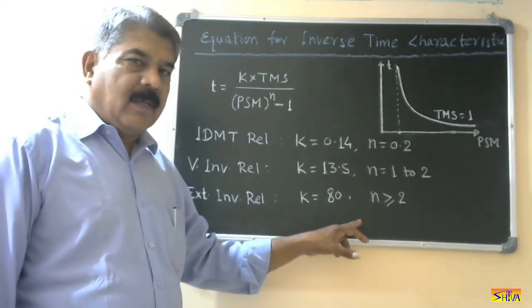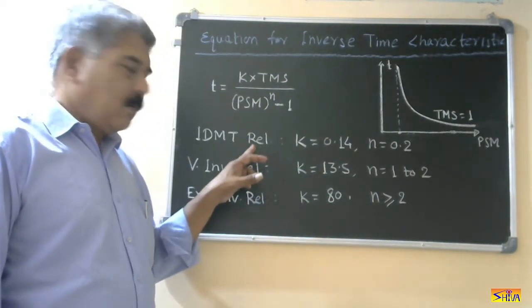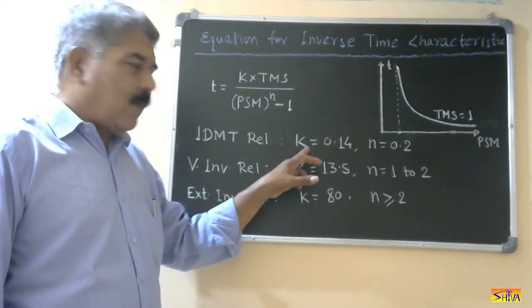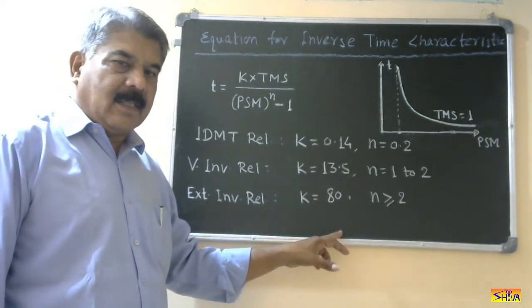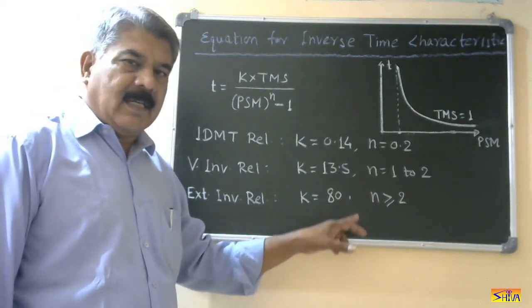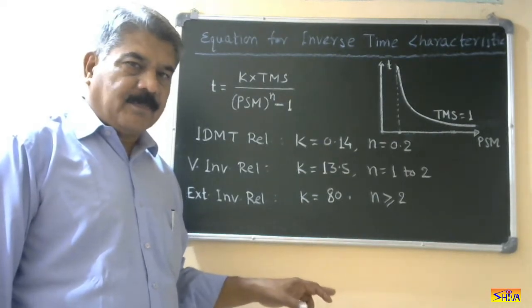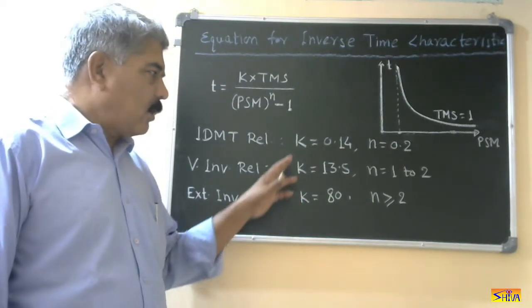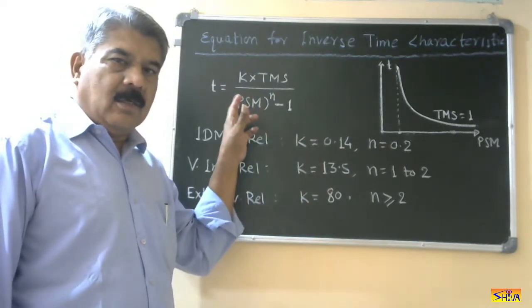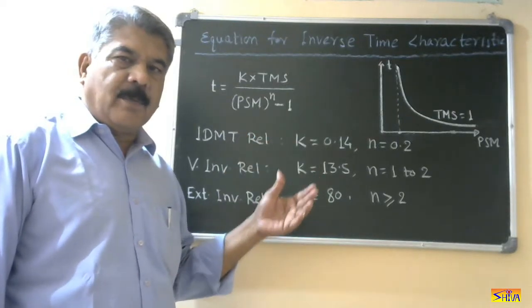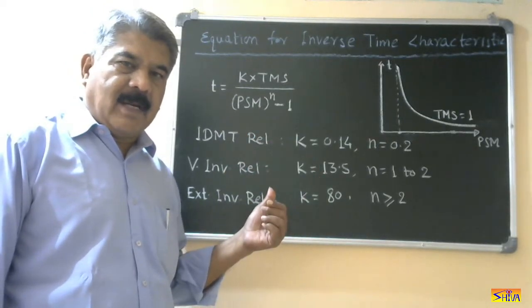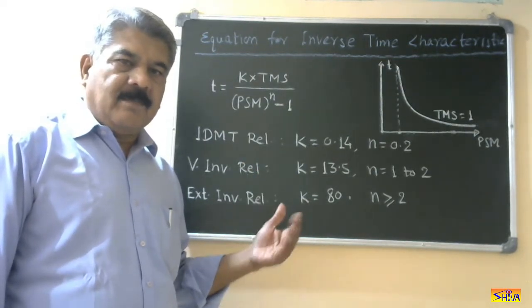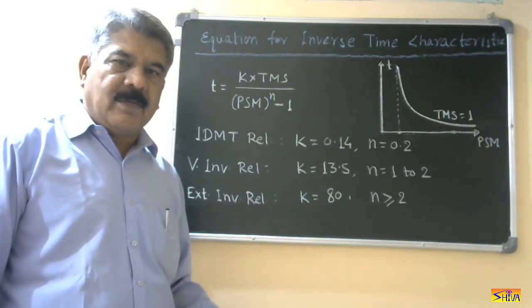You can see here that the degree of inverseness from IDMT to very inverse to extremely inverse is increasing. The value of K as well as N is increasing. N decides basically the degree of inverseness. Now I will take one numerical to explain the effect of K and N on computed time, and how the operating time is changing for the same time multiplier setting and same plug setting multiplier when we are changing the type of the relay from IDMT to very inverse to extremely inverse.